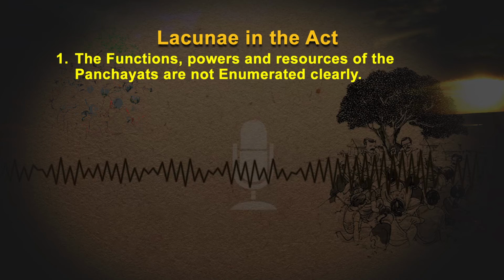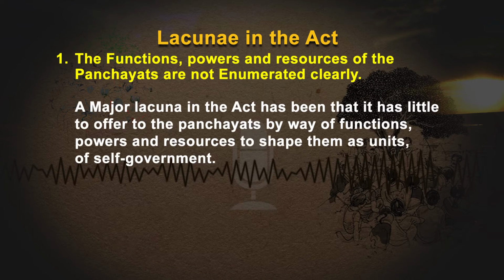The 73rd Amendment suffers from certain lacunae. Some of them are: 1. The functions, powers and resources of the panchayats are not enumerated clearly. A major lacuna in the Act has been that it has little to offer to the panchayats by way of functions, powers and resources to shape them up as units of self-government.